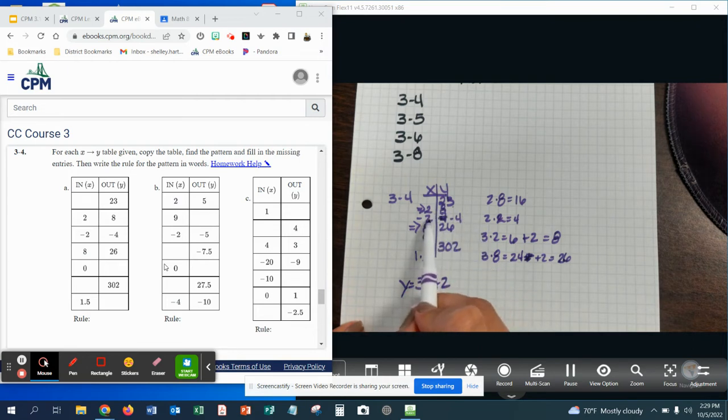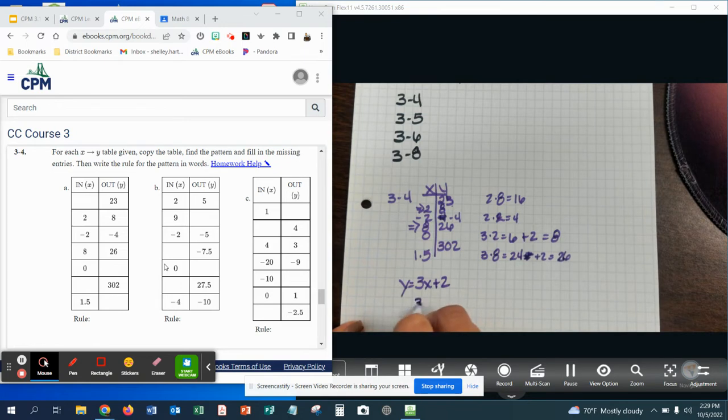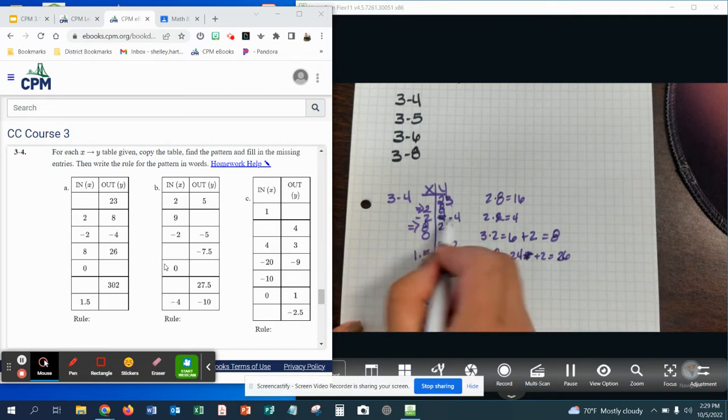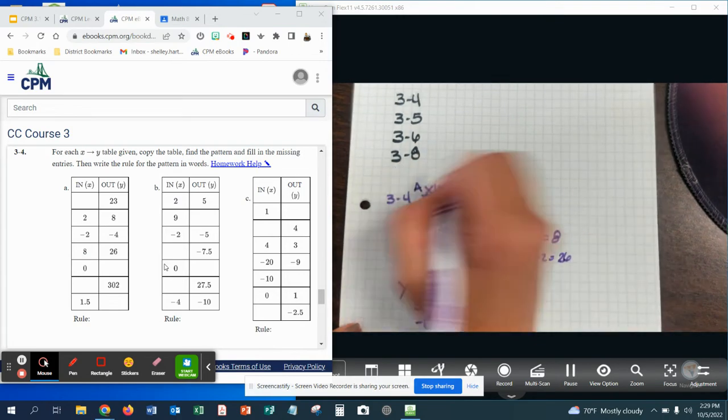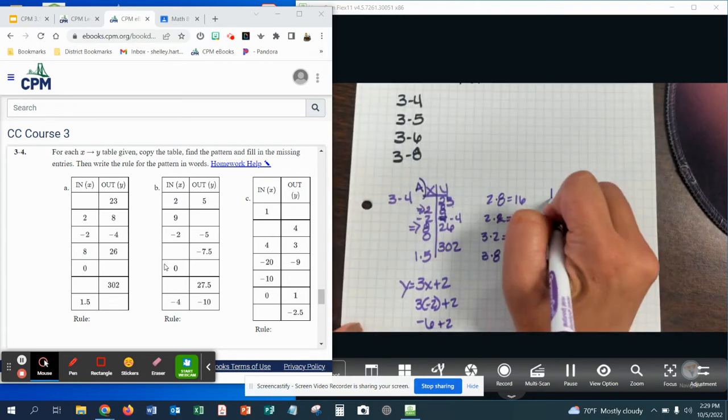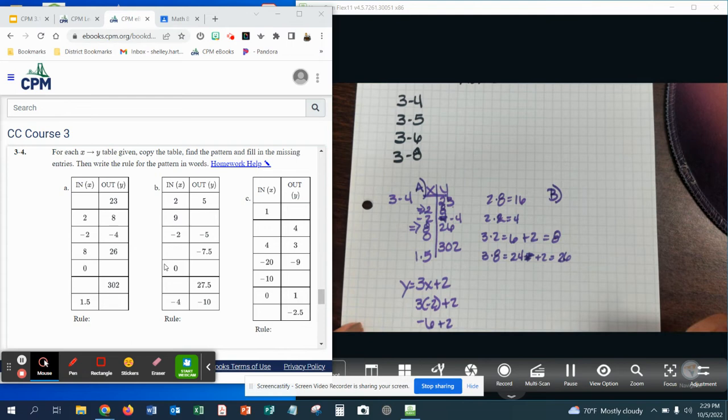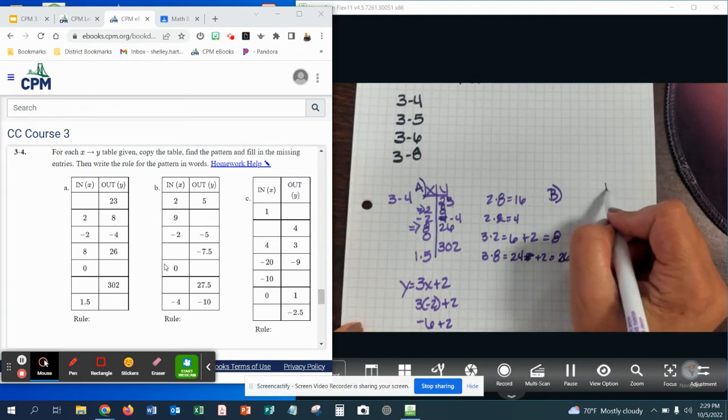Would it work for this one, the -2 into -4? Well, let's look. 3 times -2 plus 2, this is -6 plus 2 equals y equals -4. So this would be true for this. So it must be, our rule is 3x plus 2. Now for B, this is A. For B, I actually had to look it up when I was doing it.